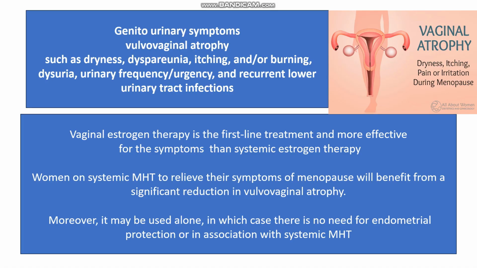Vaginal estrogen therapy is the first line treatment and more effective for these symptoms than systemic estrogen therapy. Women on systemic therapy to relieve their symptoms of menopause will benefit from a significant reduction in vulvovaginal atrophy. Moreover, it may be used alone, in which case there is no need for endometrial protection, or in association with systemic MHT.